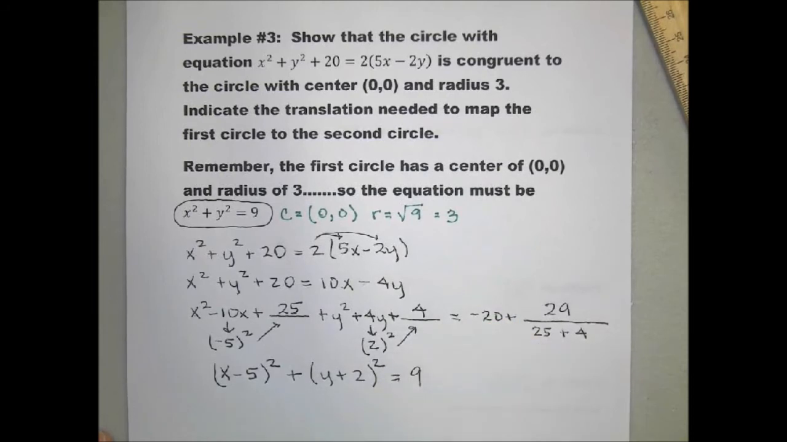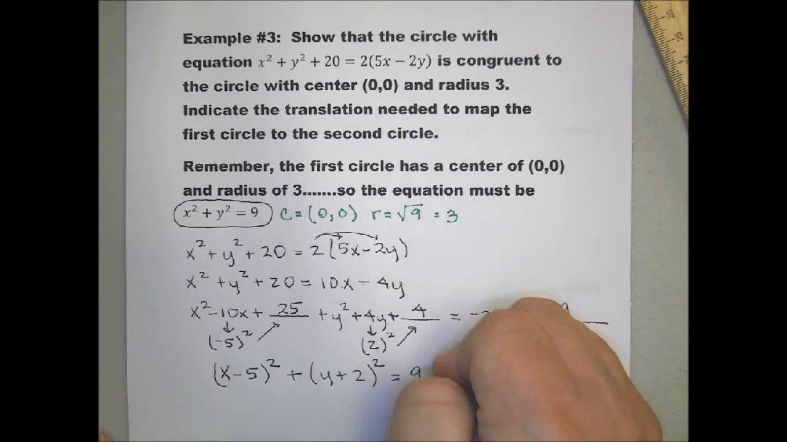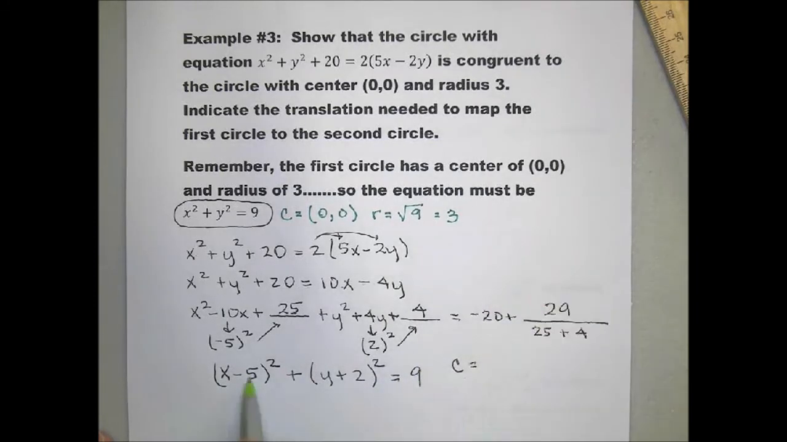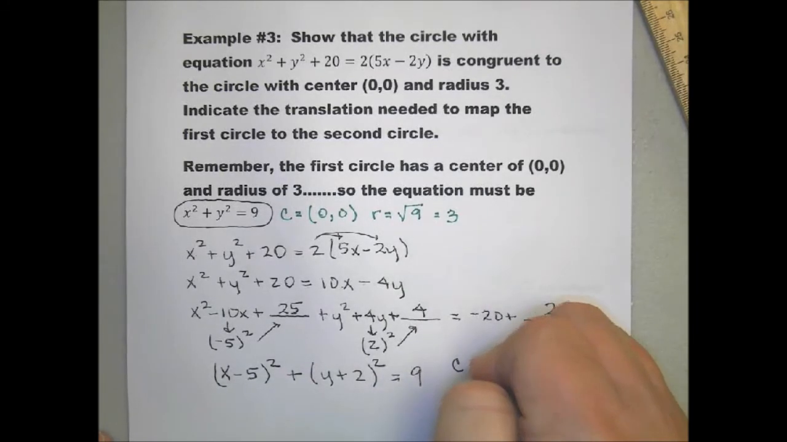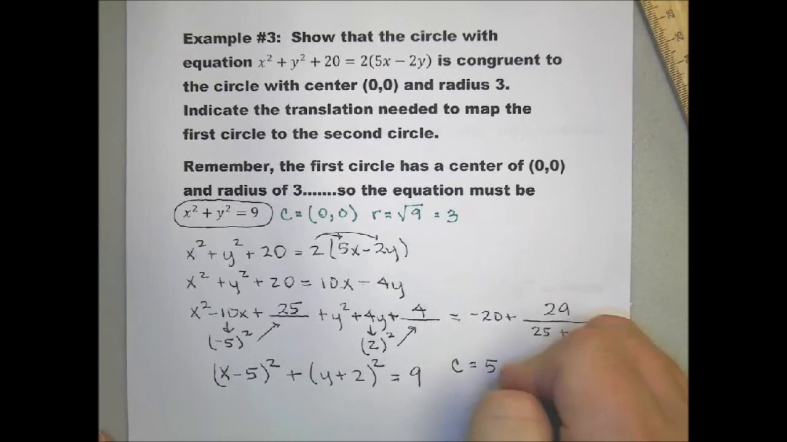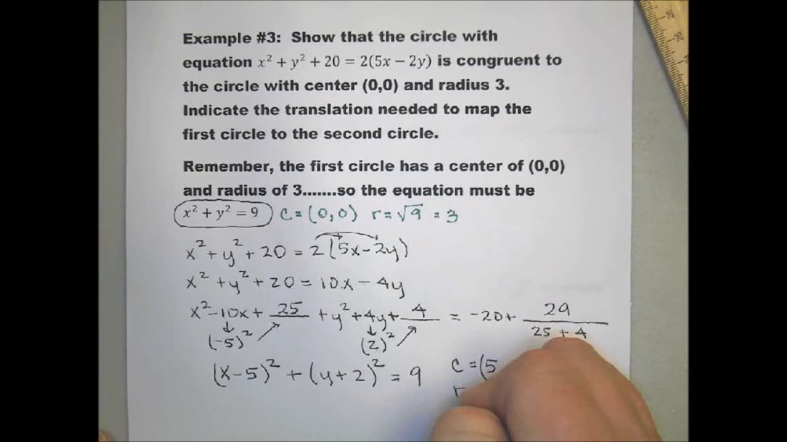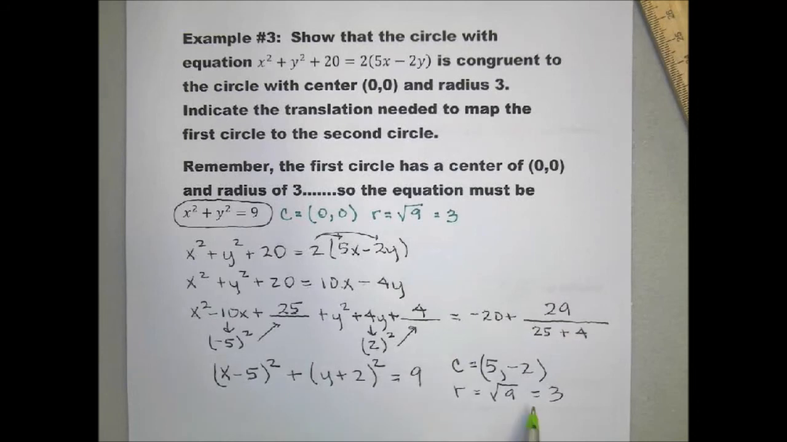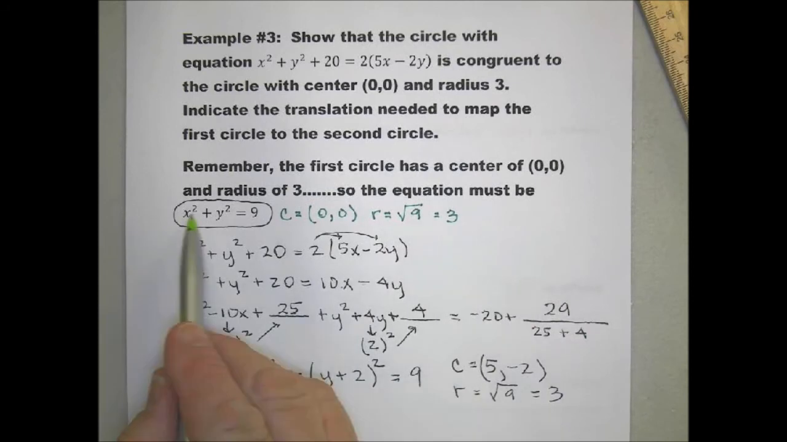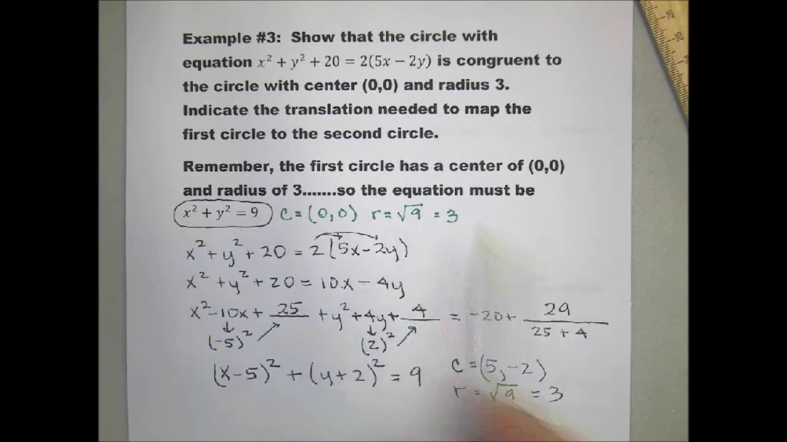All right, so the center of this circle is 5, negative 2, and the radius is square root 9, which is 3, and that's how I know my new circle and my original circle are congruent to each other, because they both have the same radius. This one had a radius of 3, and this one has a radius of 3.